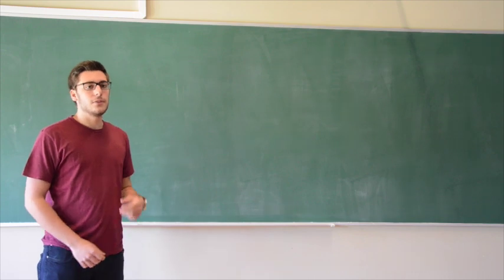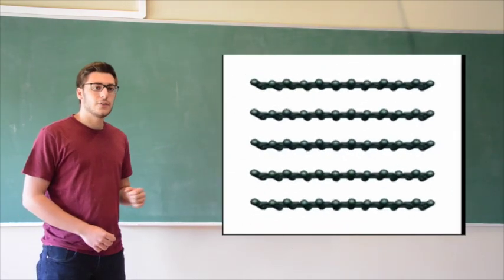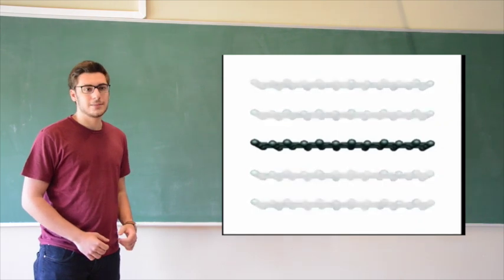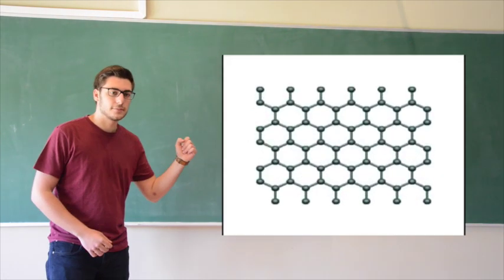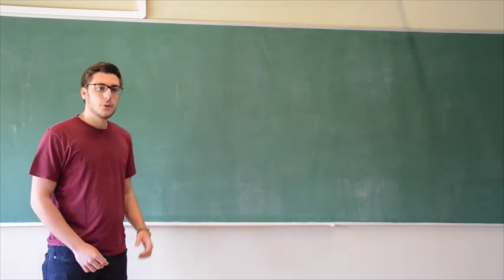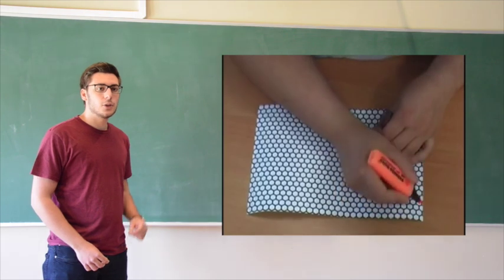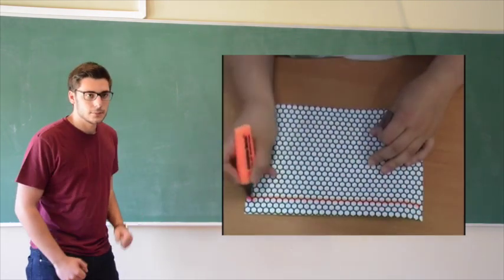If we look at the middle of a pencil, we will see graphite. Graphite is made of layers of carbon atoms disposed like that. If we take one of these layers, we can roll it up to obtain the structure of a carbon nanotube.